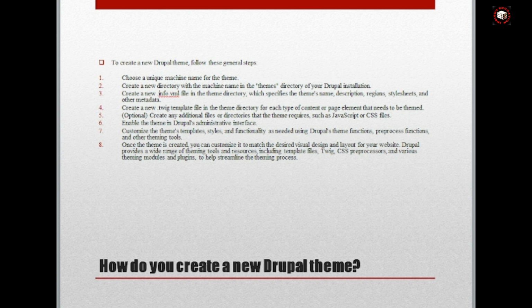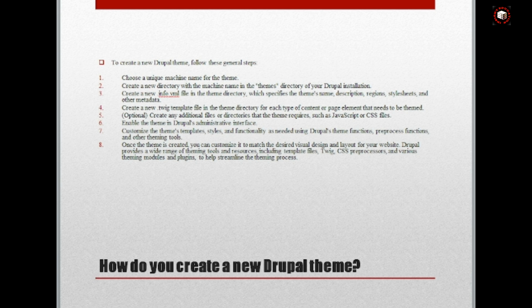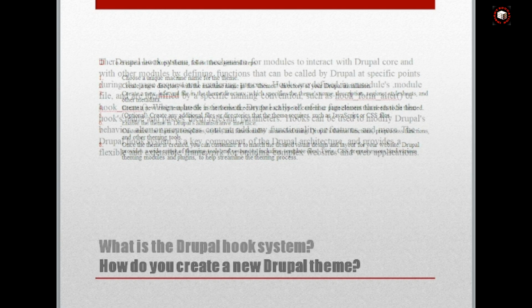Fifth, optionally create any additional files or directories that the theme requires, such as JavaScript or CSS files. Sixth, enable the theme in the Drupal administrative interface. Then customize the theme templates, styles, and functionality as needed using Drupal theme functions, process functions, and other theme hooks. Once the theme is created, you can customize it to match the desired visual design and layout for your website. Drupal provides a wide range of theme tools and resources, including templates, filters, and CSS.